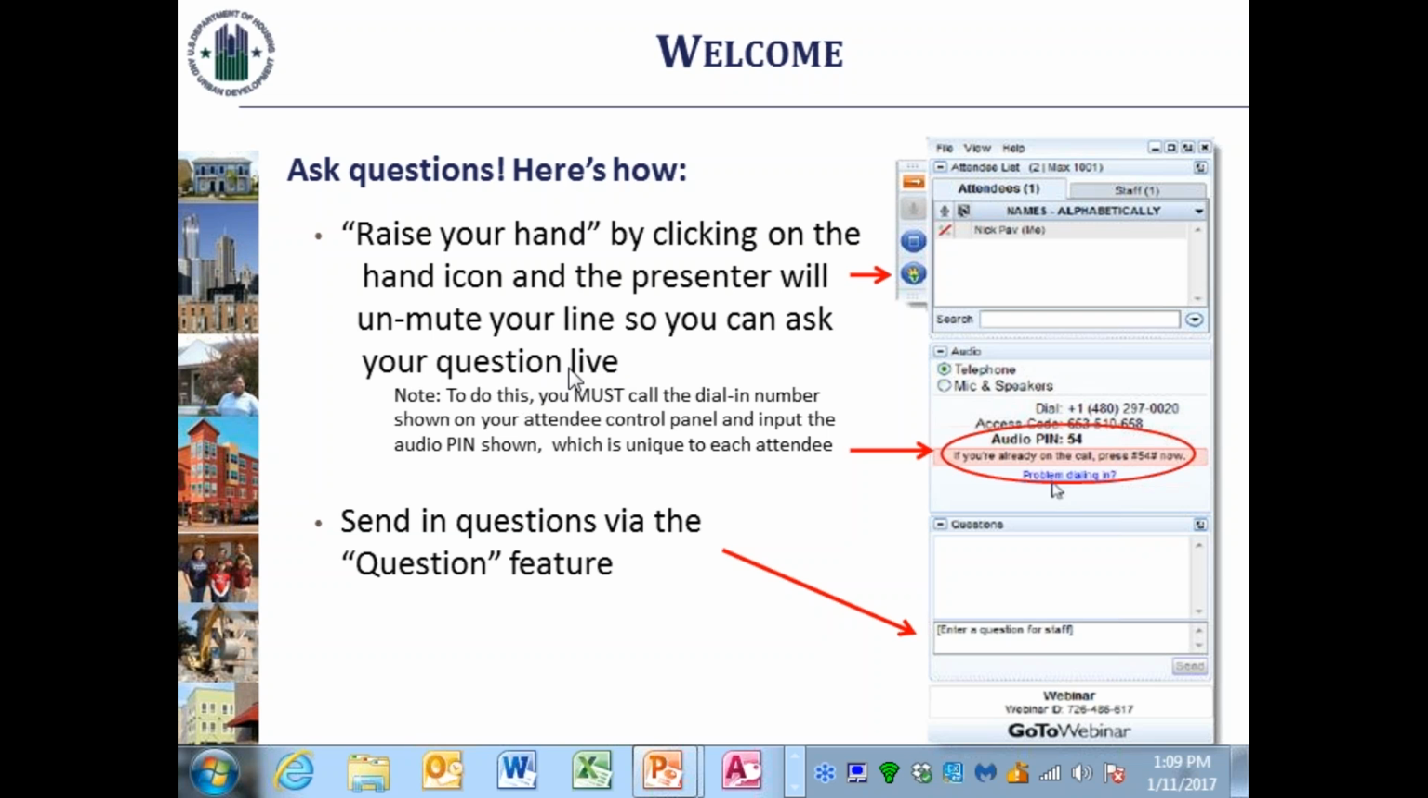Okay. Next question is from Crystal Mata. Is there a template for the notice of return?